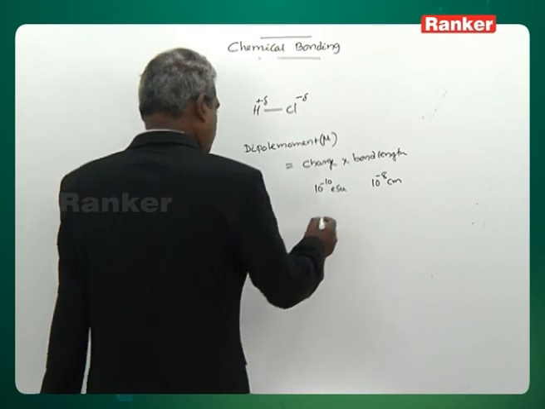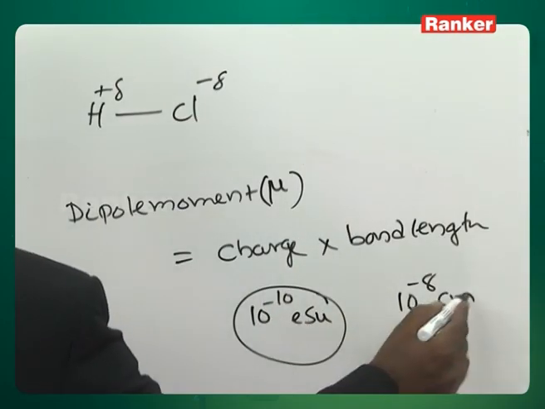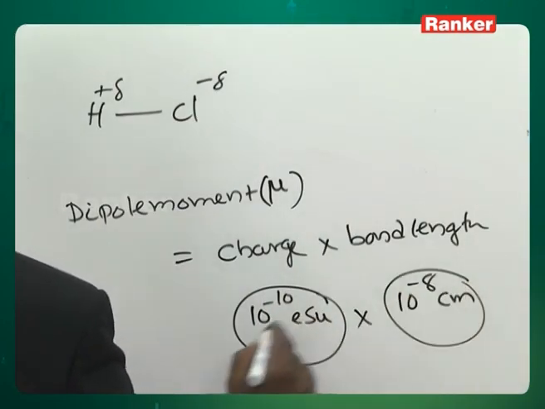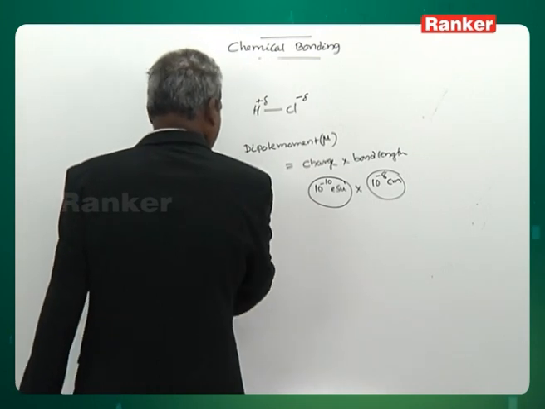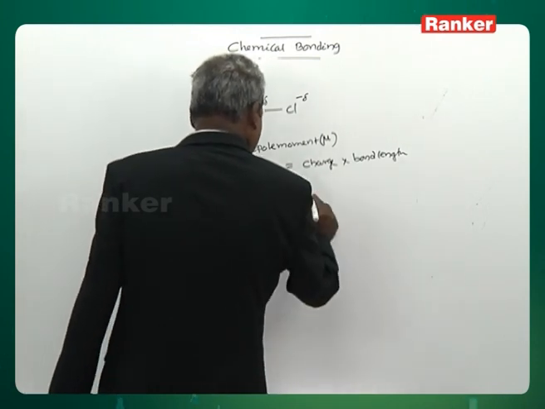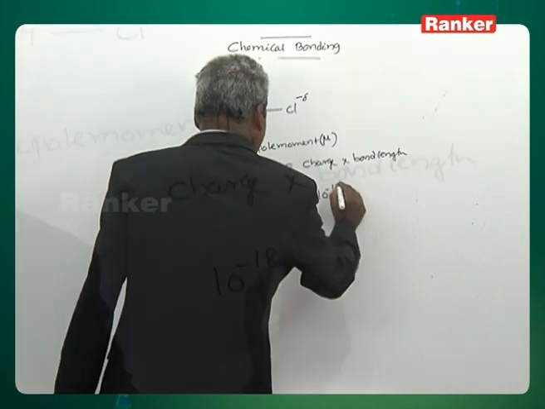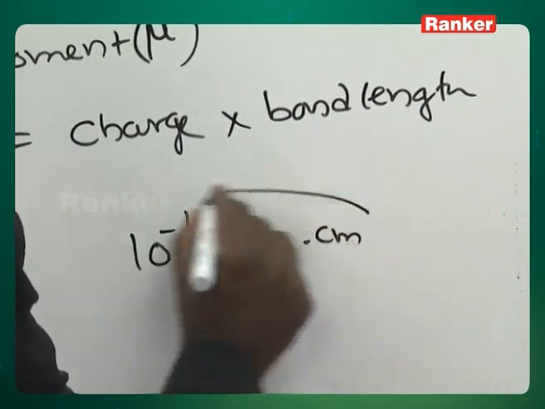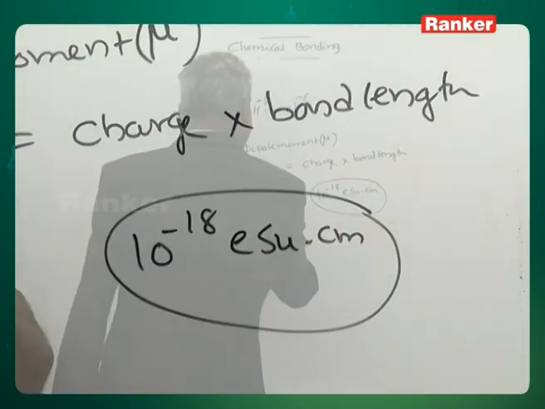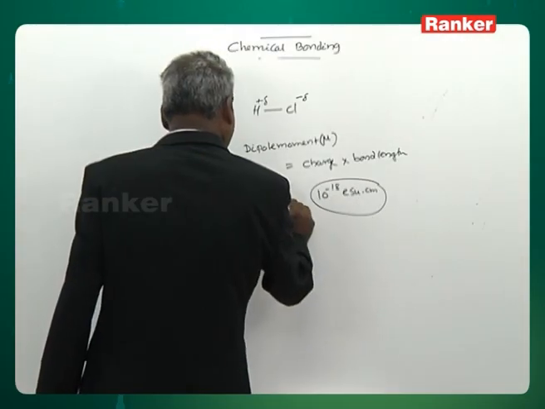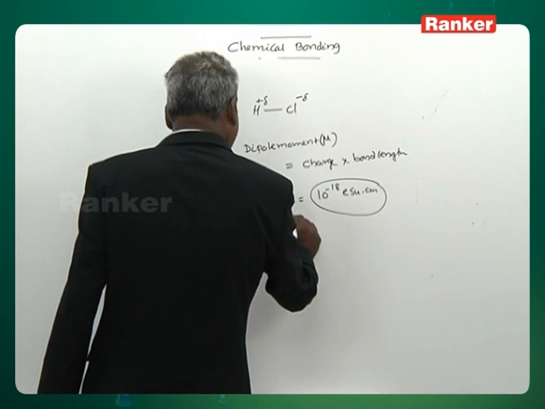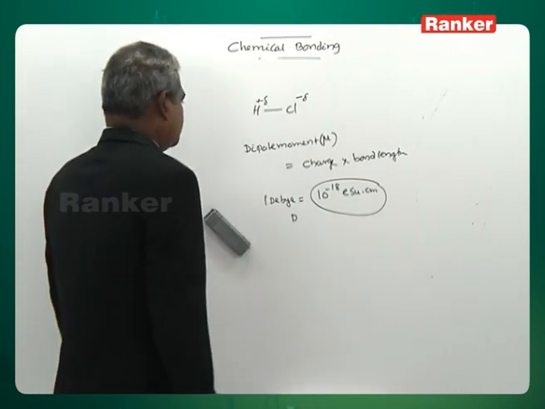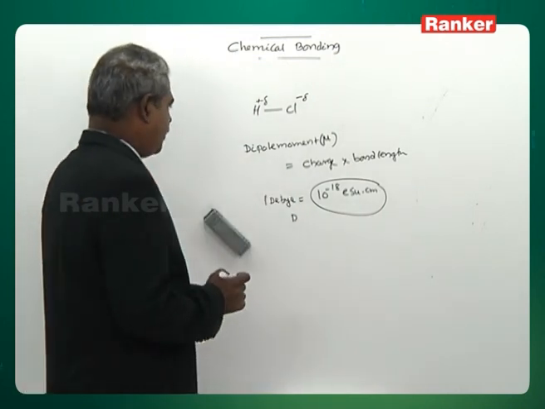So since charge is of the order 10 power minus 10 and the bond length is also of the order 10 power minus 10, multiplied you get 10 power minus 18 electrostatic unit centimeters, and this is called 1 D, the symbol is D. So what is dipole moment?